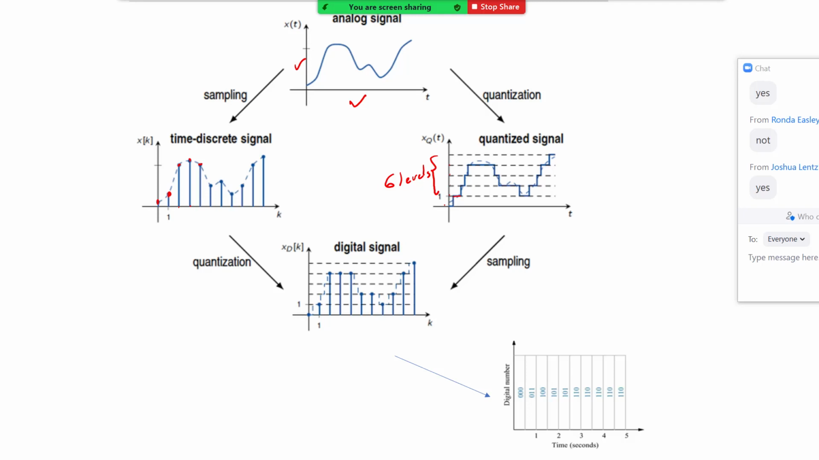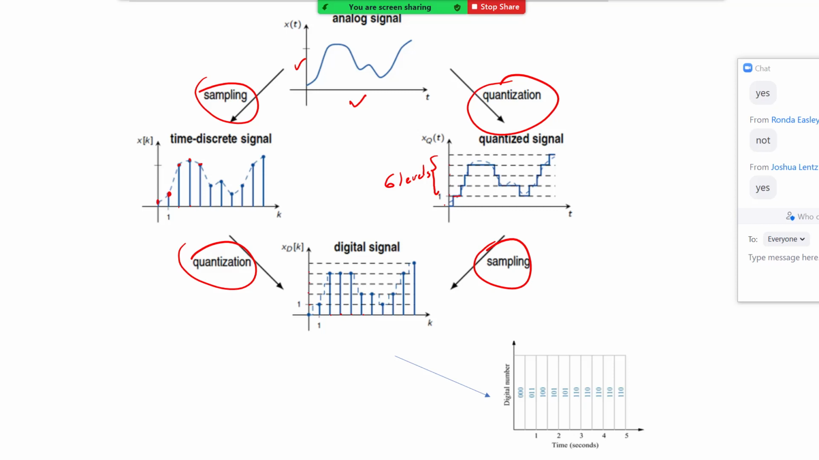And therefore I'm going to approximate each level of the signal when I sample it by the one that is closest to it. Now if I combine the quantization and the sampling together, I'm going to get a digital signal. The digital signal is going to be defined only at certain instances in time and is going to take on a finite set of values.